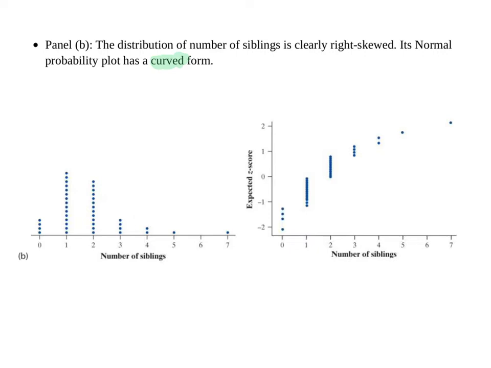So next up is something that is definitely skewed. What we have here is a right-skewed dot plot, where the values over here on our scatter plot are the raw data values, and then the z-score is over here. So anything that is skewed is going to create a curved scatter plot.